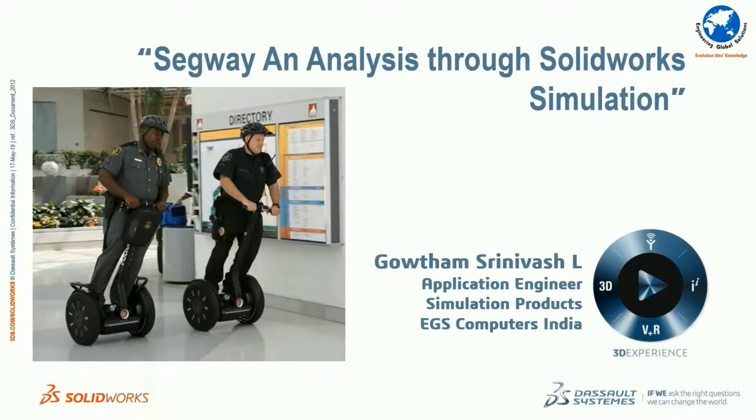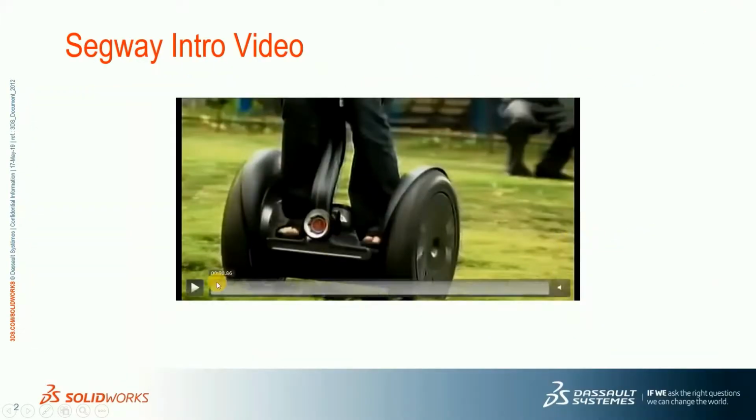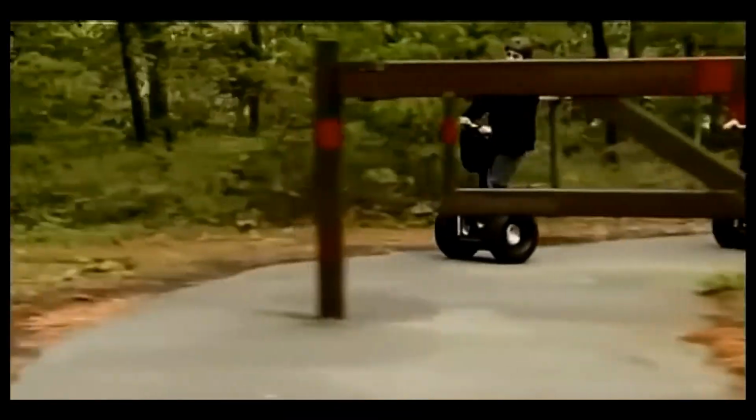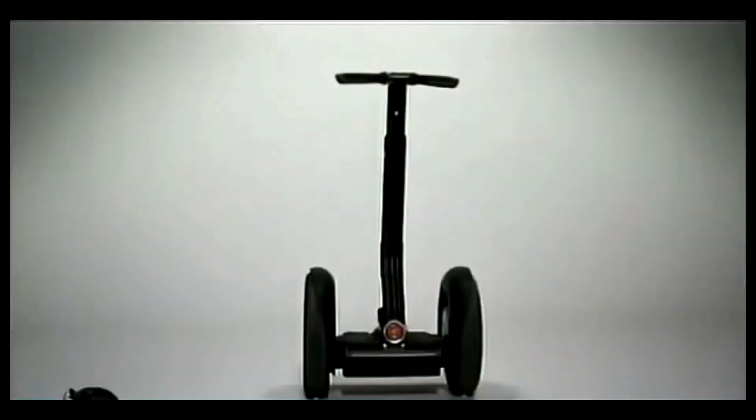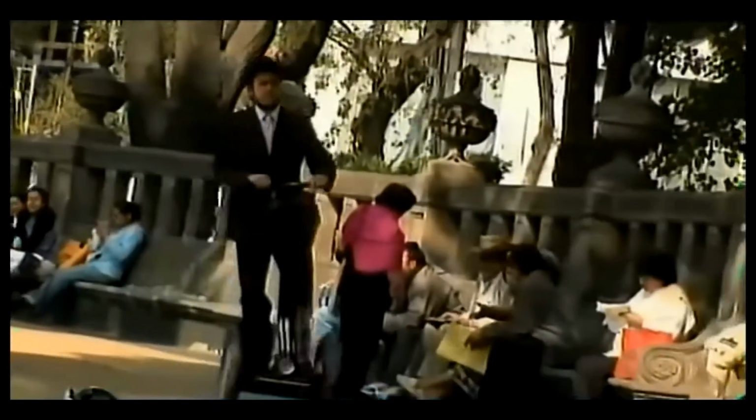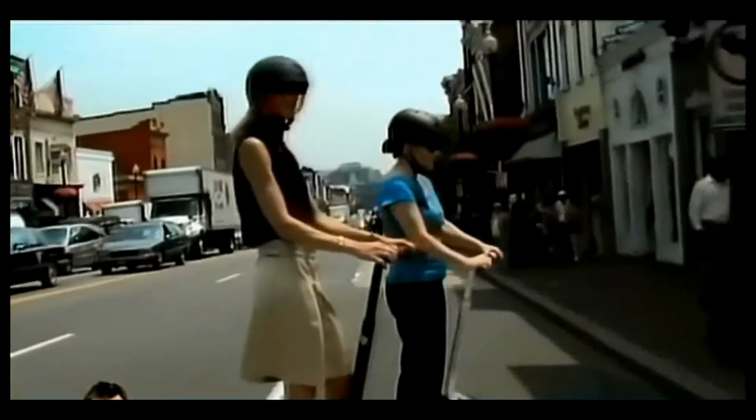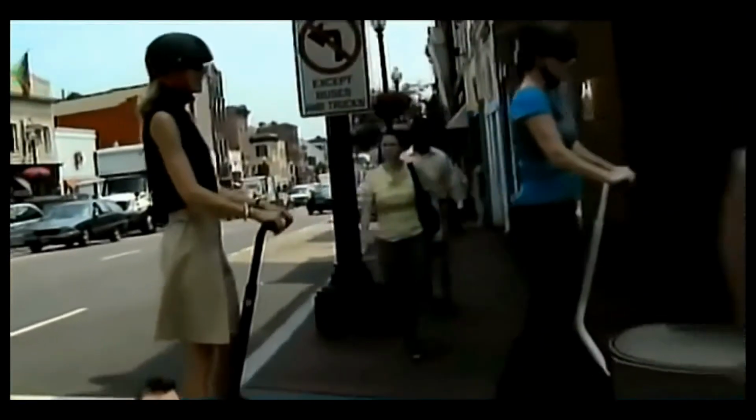In this video, we are going to validate the Segway through our SOLIDWORKS simulation. Okay, what is Segway? Let's see this through a video. Here you can see Segway is a personal vehicle, an electrical personal vehicle. This is used to transport us from wherever we like to go, and you can see this is traversed on-road and in off-road conditions too.